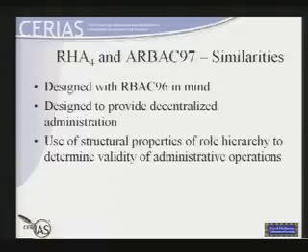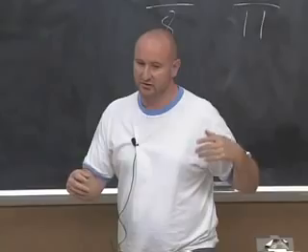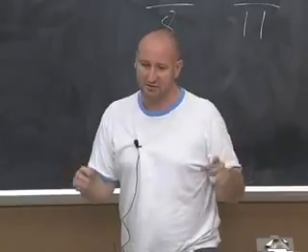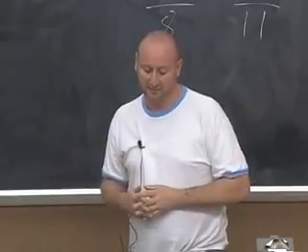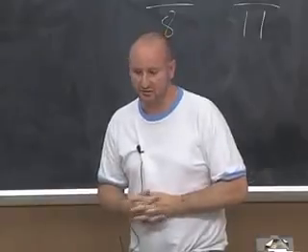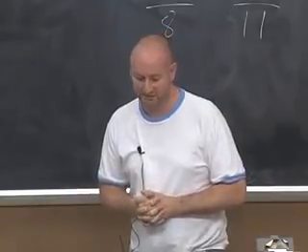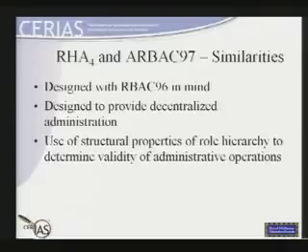So the model that I developed and ARBAC97 have some similarities. They were both designed to interoperate with RBAC96. As I said before, this was the natural role-based model to use at the time. The intention was to somehow decentralize administration, to give certain administrative roles responsibility for certain parts of the hierarchy. This was to get away from this idea of a super user or a super role that could control the whole hierarchy. And we both attempt to use structural properties of the role hierarchy to determine whether an administrative operation should succeed.